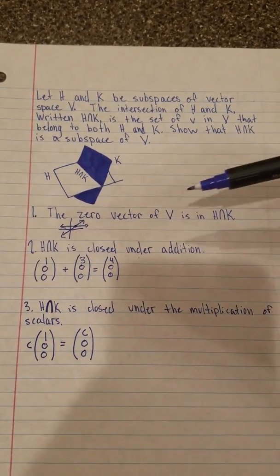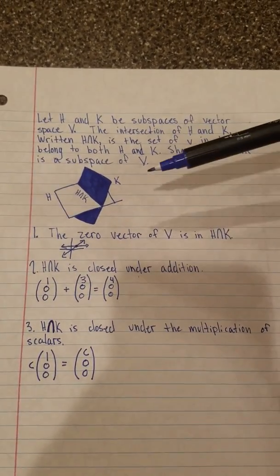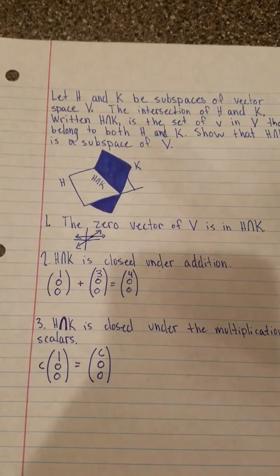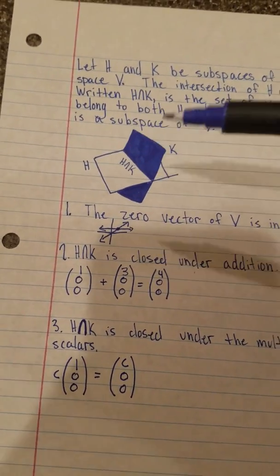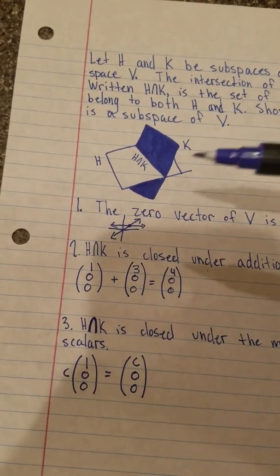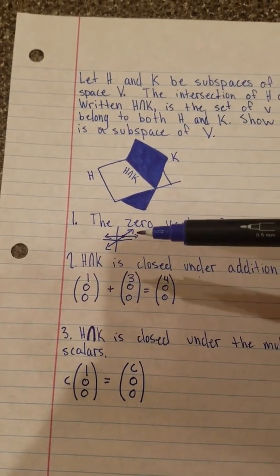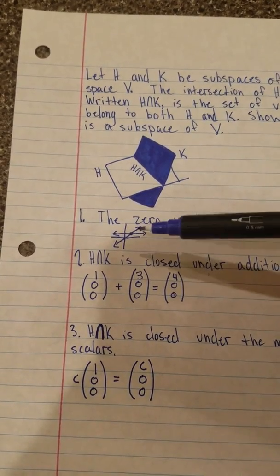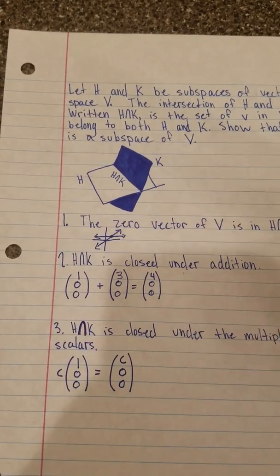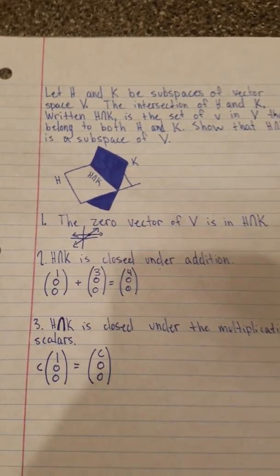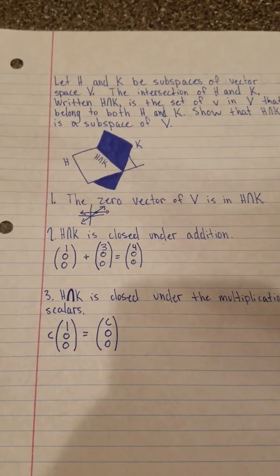First is that the zero vector of V is in the intersection of H and K. And so I think this one's easier to just visualize. If you have two of anything, a line or plane, if they both contain the same point, then that point has to be on the intersection. It has to be right there. So that one's pretty easy. So we know if H and K are both subspaces, they both have the zero vector, and so we know that their intersection has the zero vector.